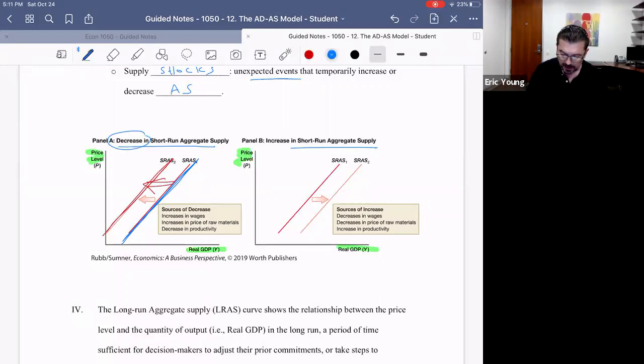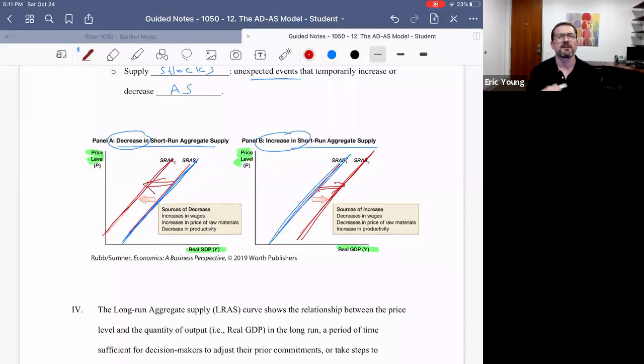On the other hand, you may have an increase in SRAS for the reasons that we talked about a moment ago. You have here in blue your original SRAS. Something happens. It's going to increase it. It's going to shift it to the right to this new SRAS curve.